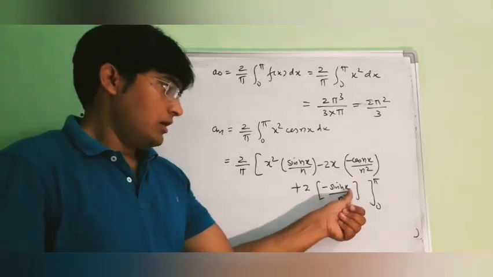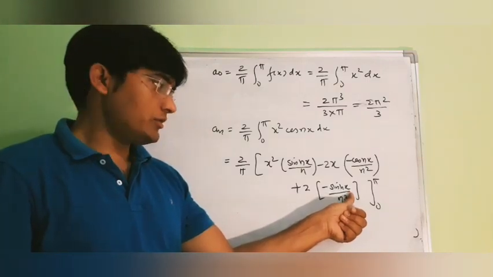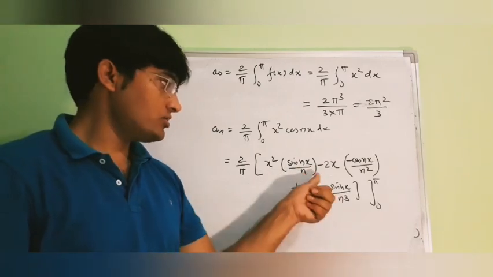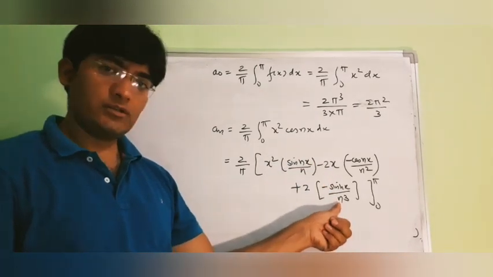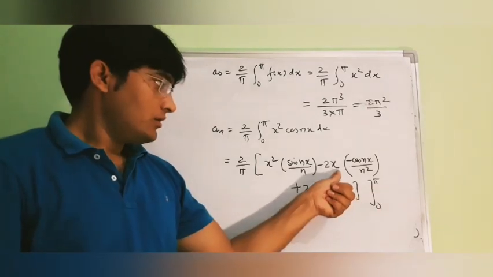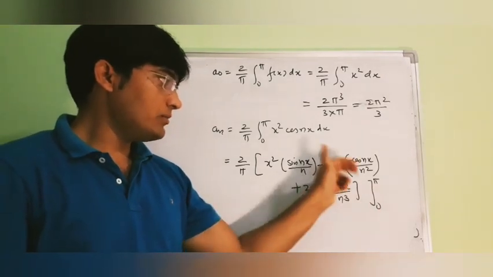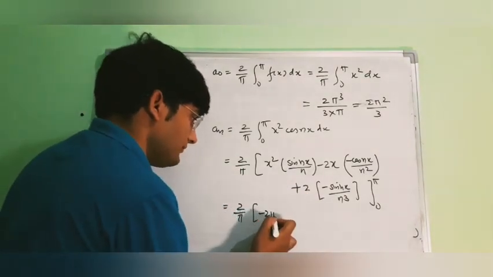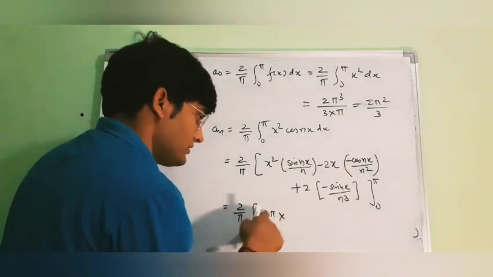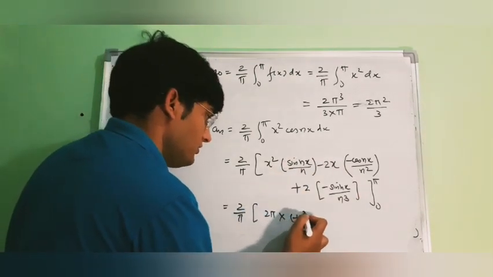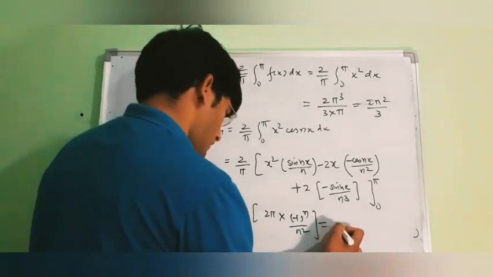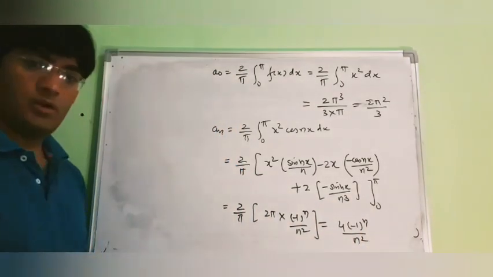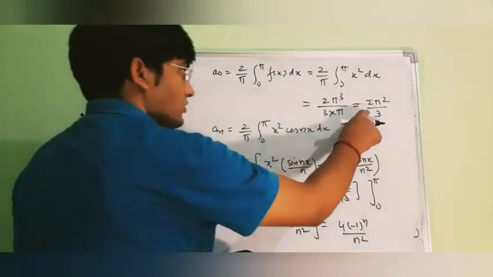Now the upper and lower limit of this term will be 0, because sin n pi and sin 0 is 0. Again here the sin n pi is 0 and sin 0 is 0, so the upper limit and lower limit of the first and third term will be 0. Here we will have the upper limit while our lower limit will be 0. So its upper limit will be minus 2 pi into, now this minus minus will be plus, into (-1)^n upon n square. So your answer will be 4 times (-1)^n upon n square. So this is your an, and our a0 is this one.